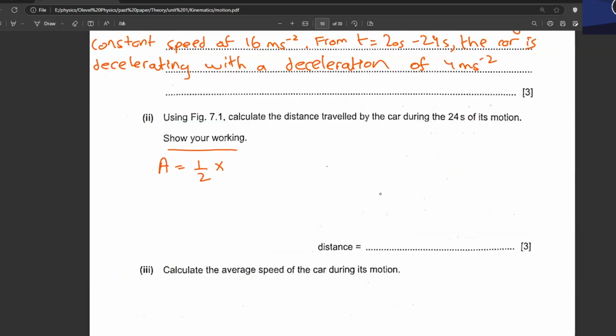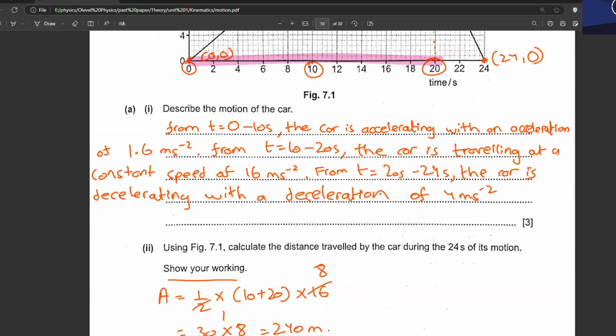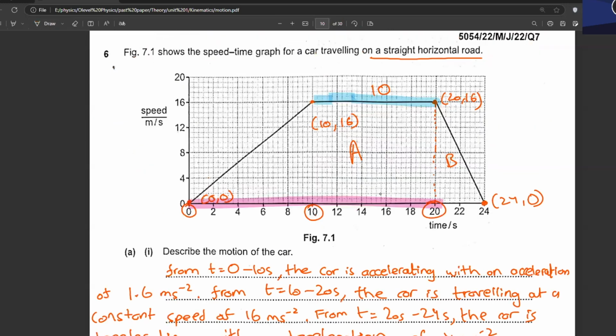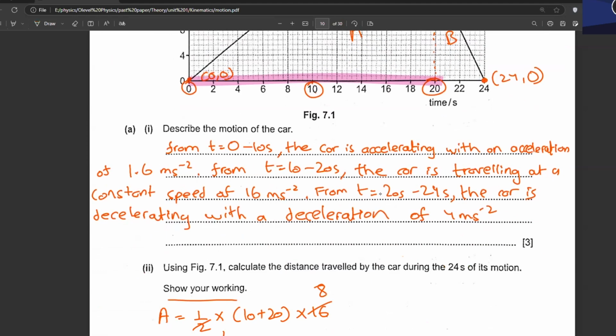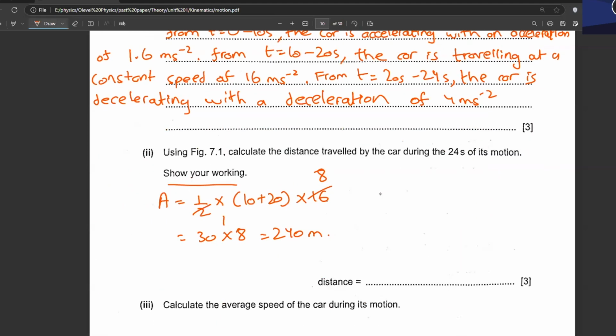So area of shape A is easily calculated. 1 upon 2 into (10 plus 20) into 16. This becomes 1, this becomes 8. This equals 30 into 8. This comes out to be 240 meters. Let's calculate the area of shape B. Very easy again. 1 upon 2 into base, that is 4, into height, that is 16. So let's do that.